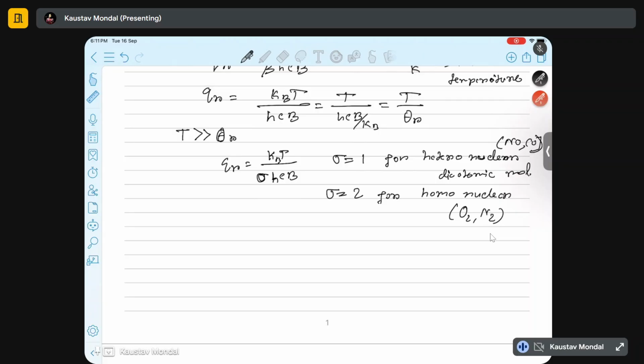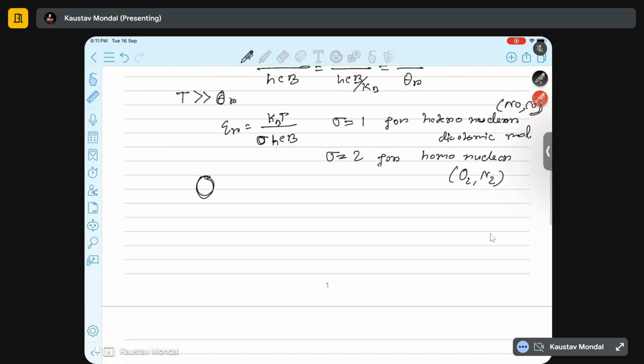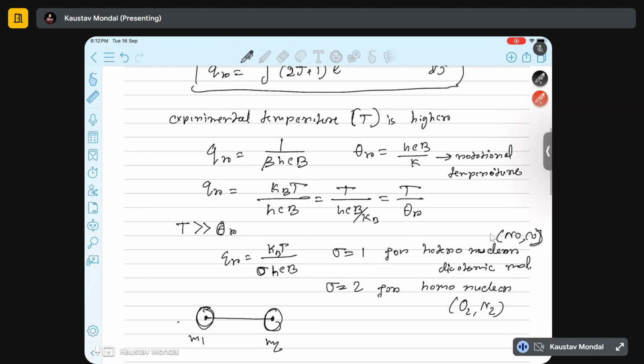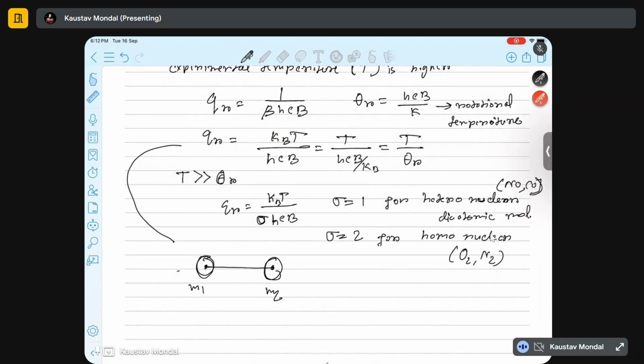Based on that, we have solved some problems, right? This is the case for the linear system, where the system looks like this. There are two atoms connected with a rigid rod kind of a thing, with masses M1, M2. So this is a typical example of a linear diatomic molecule. For this kind of molecular system, we have calculated so far the rotational partition function QR.